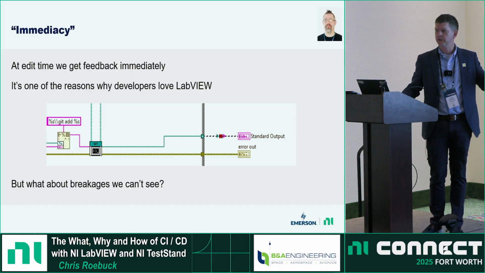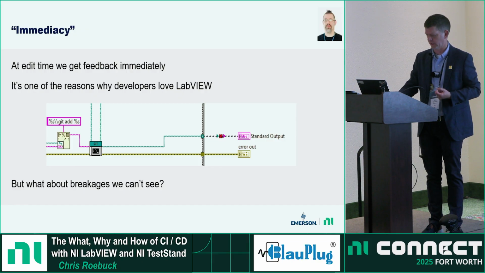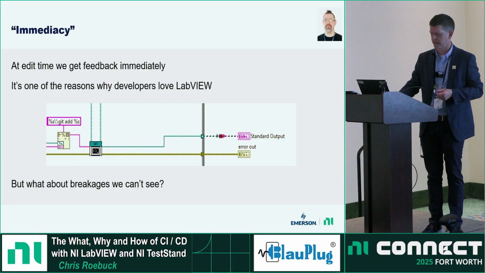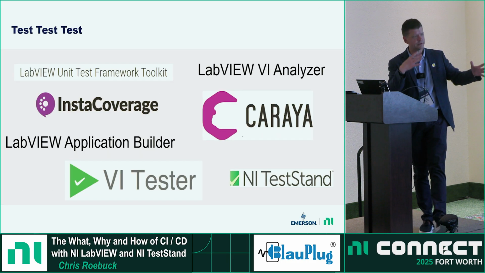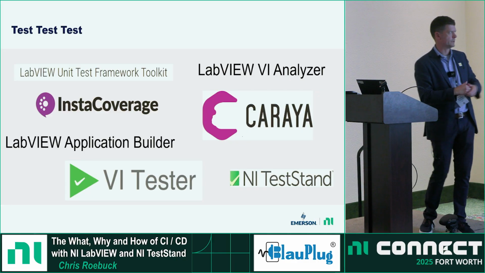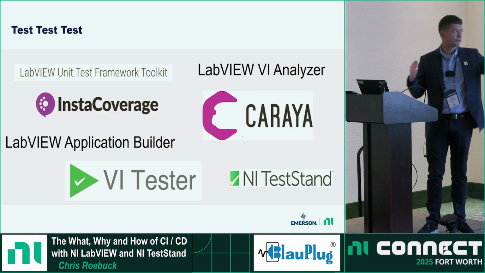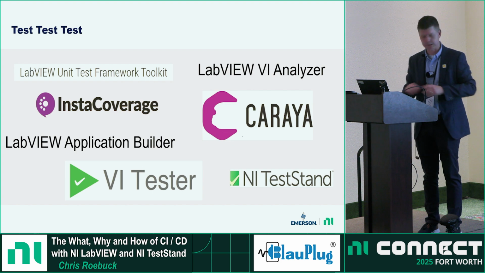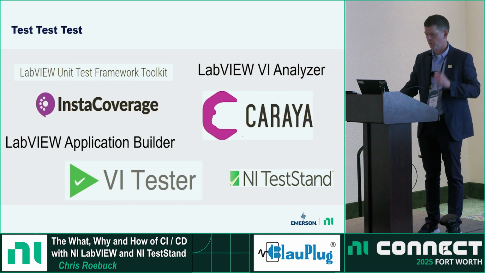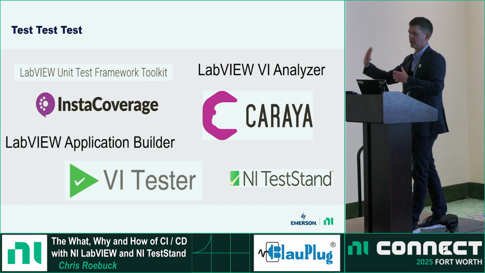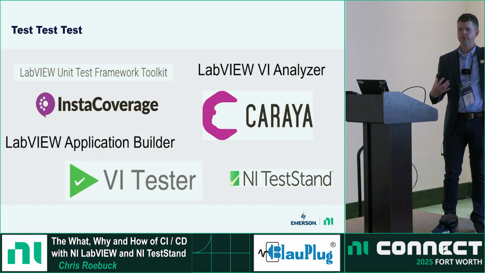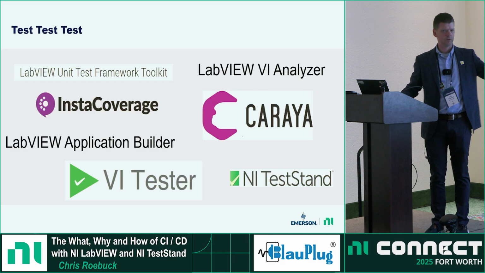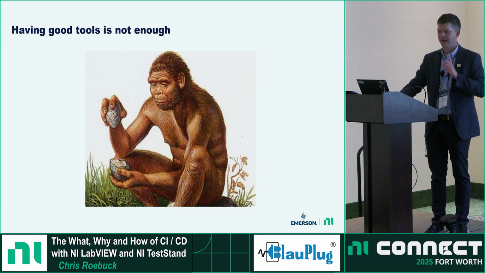But what about the breakages that we can't see, the faults in our code that we can't identify just visually? Well, we've got these tools like I've mentioned: Unit Test Framework, VI Analyzer, Application Builder, VI Tester, etc. So we've got an immediate feedback when we're writing code. We've got these tools that can give us feedback about the code that we've written, but it's not enough to just have good tools.